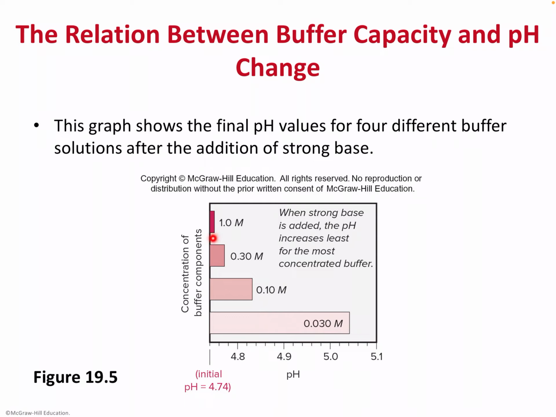So the higher the concentration, or the higher the molarity of the buffer components, it has a higher buffer capacity. Okay, the pH doesn't change much.